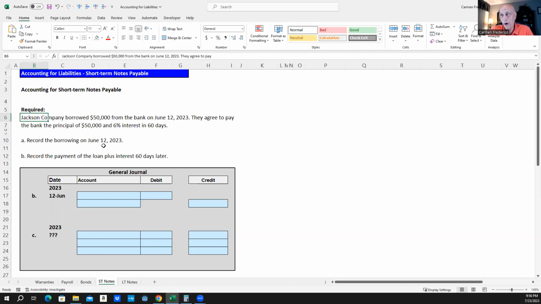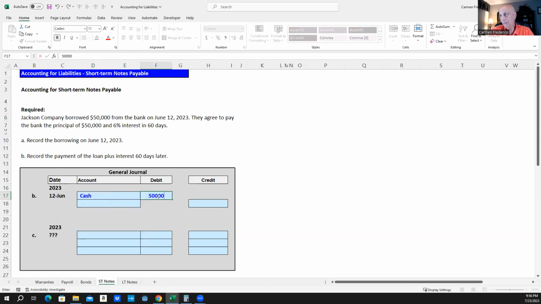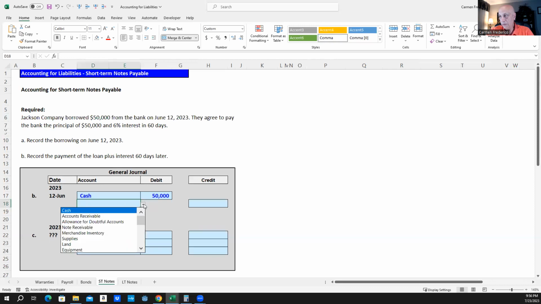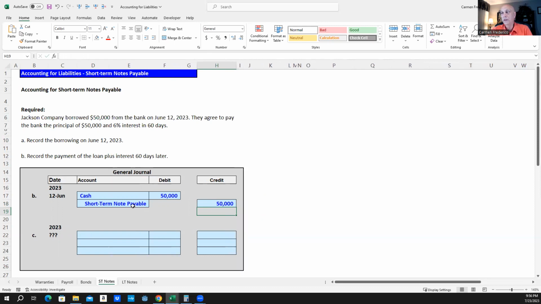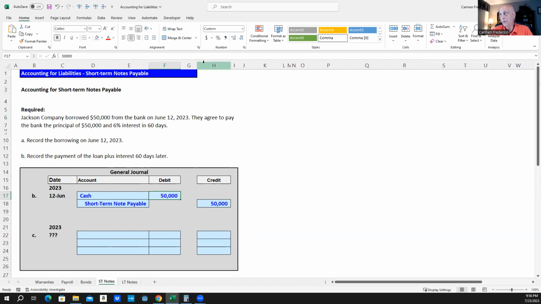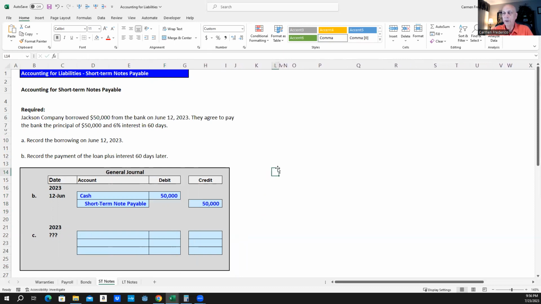So let's record the borrowing on June 12th. So on June 12th, what happens? We have the borrowing. So what do we borrow? Well, we get cash coming in. We borrowed $50,000. And we have a note on the books, which is a short-term note payable for $50,000. Cash is debited and the note payable is credited. Short-term note payable.